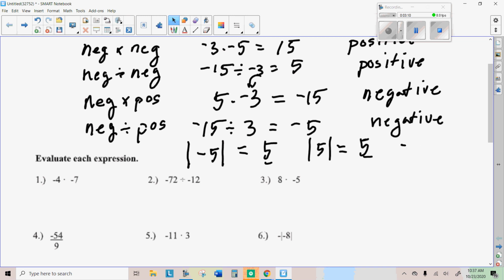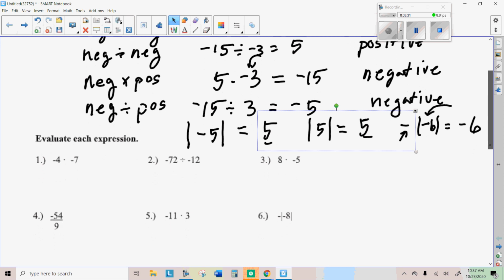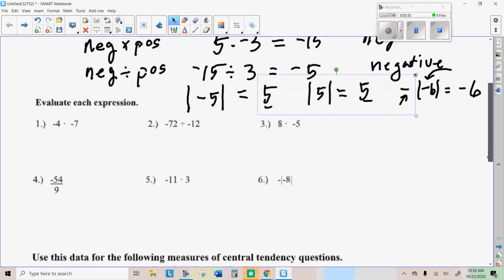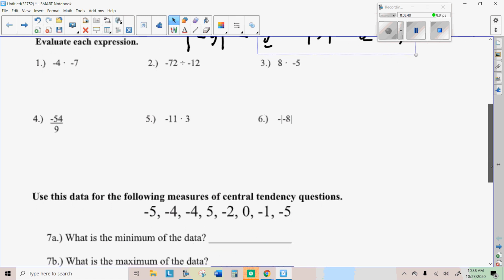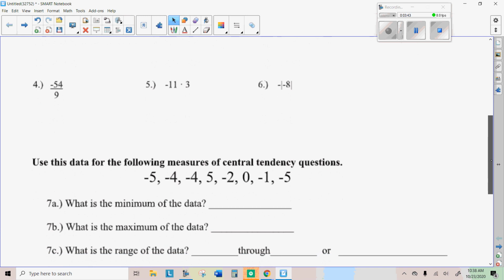Now if I put a negative outside the absolute value, like say -6, well this outside negative sign is going to make the answer be the opposite of what the absolute value of -6 is, which means the opposite of 6. All right, so go ahead and do those 6 problems. You can pause now, or you can continue and get all your notes and pause later. I suggest you go ahead and do those problems now while it's fresh in your mind.